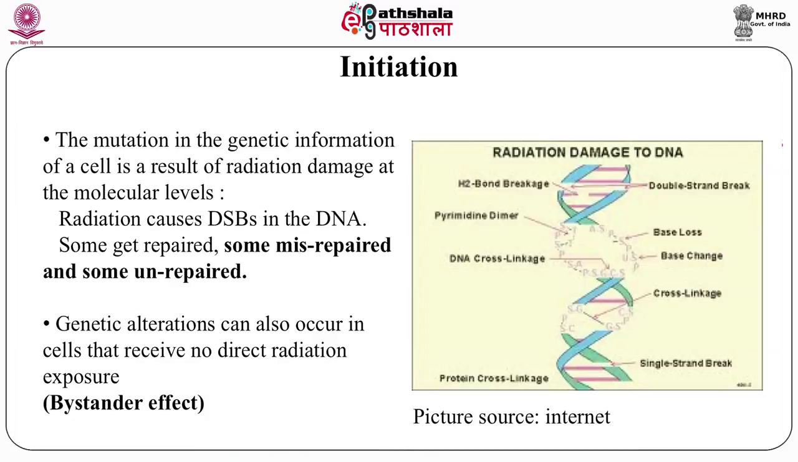Now, genetic alteration can also occur in cells that receive no direct radiation exposure. This effect is known as the bystander effect. So, it is not just the cells which are getting direct radiation that are affected by radiation. It is also the cells in the vicinity of the cells getting direct radiation, because of the signaling taking place between the cells, that also get affected. And remember, this effect is known as the bystander effect.